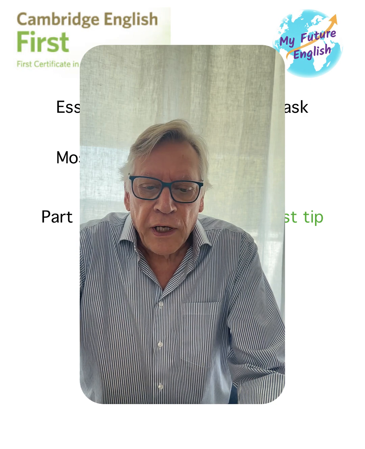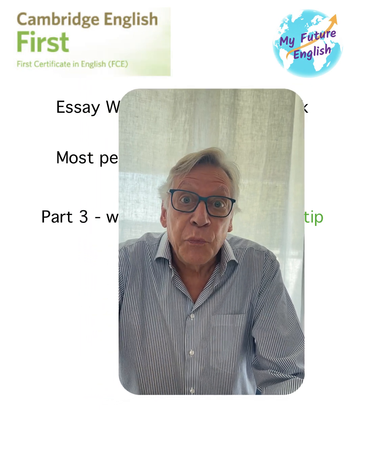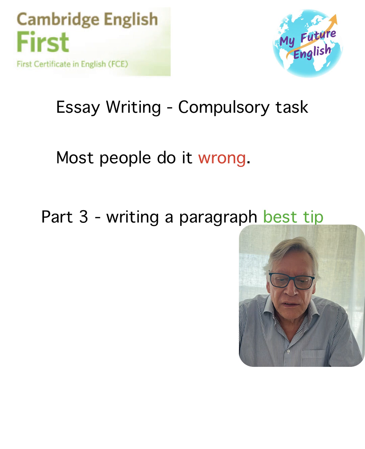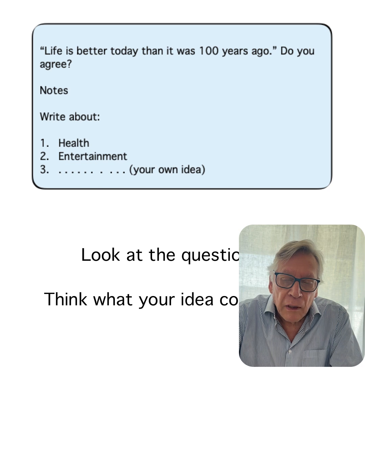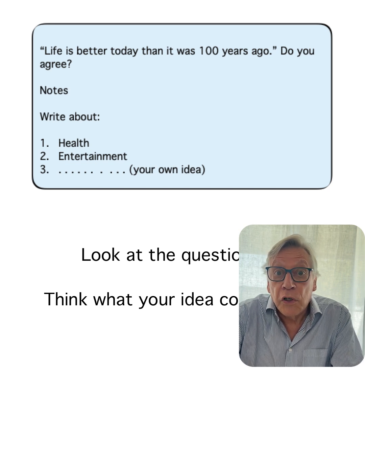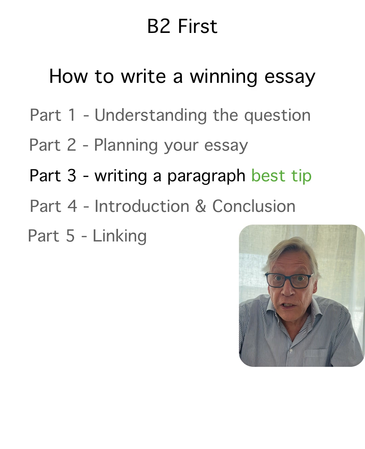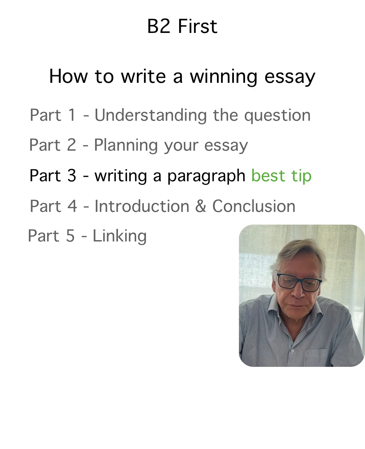So this is part 3 of how to write an essay for the Cambridge B2 First Certificate. Here's a quick reminder of the question. The key point of the question is: life is better today than it was 100 years ago. Do you agree? Now, we've already looked at understanding the question, and then we looked at planning and making notes.